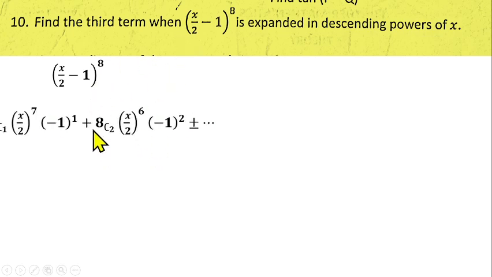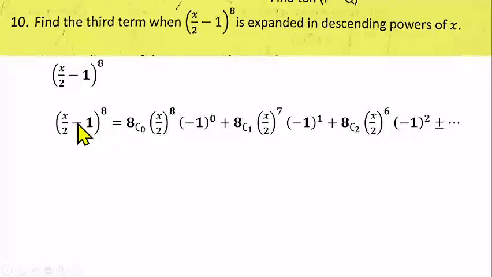If you were to expand this, for the first term you're going to have 8 combination 0, then x over 2 will carry the power of 8, multiplied by minus 1 carrying the power of 0. Plus the second term we have 8 combination 1. Then x over 2 raised to power 7: you reduce the power by 1 to give us 7, then minus 1 increases by 1, giving minus 1 raised to power 1.